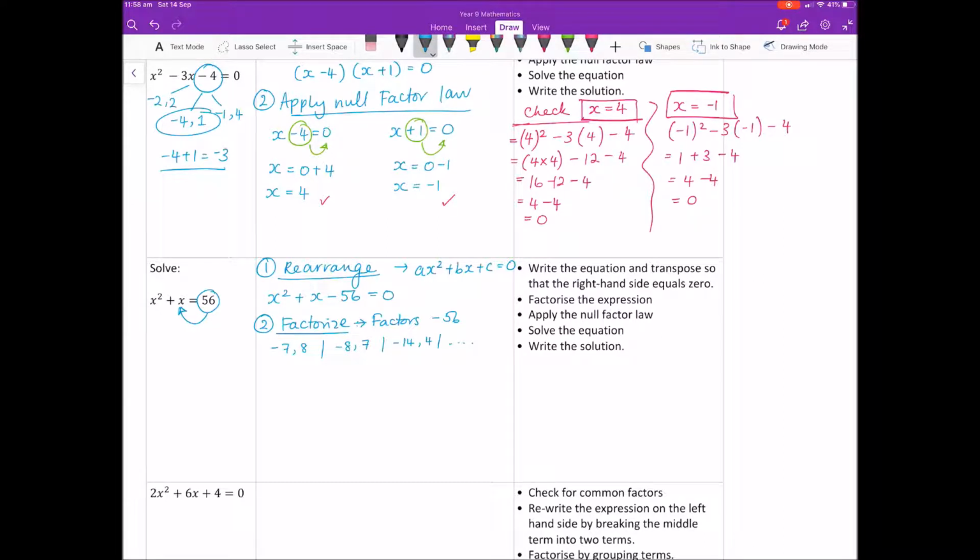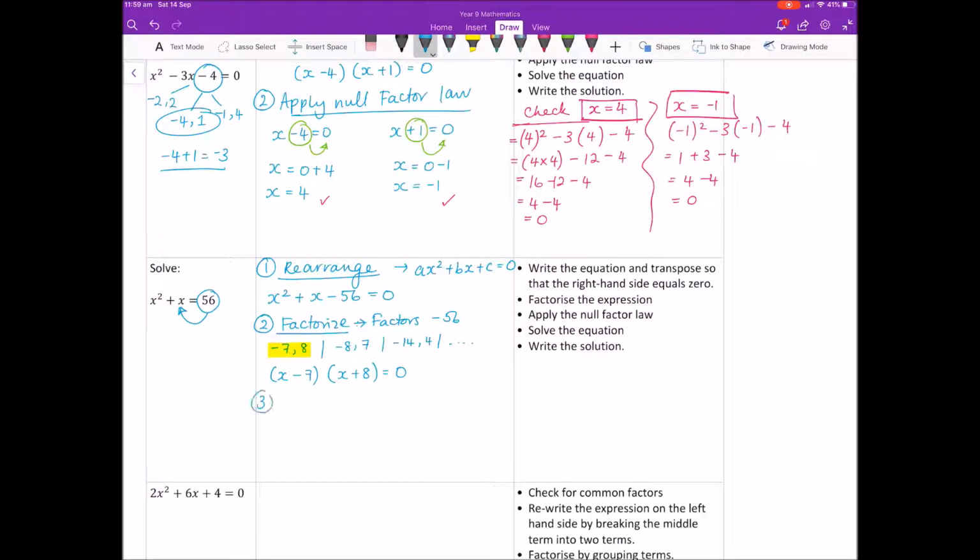However, just to save on time, we can see that negative 7 plus 8 will add to give positive 1, because the coefficient of the x term is 1. So therefore my linear factors will look like the following: x minus 7 times x plus 8 equals 0.